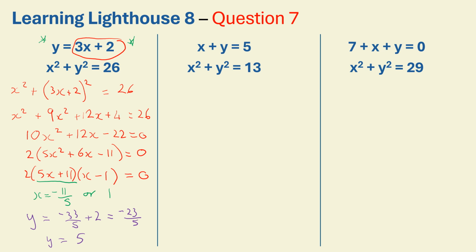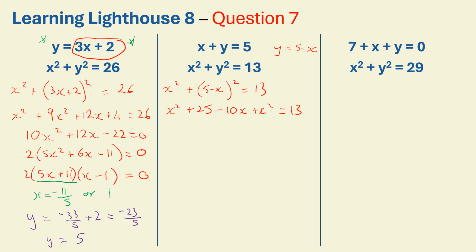Now this second one, we've got to do a little bit of rearranging to start with. So I'm going to say y equals 5 minus x. So now I'm going to substitute this in for y. So I've got x squared plus (5 minus x) all squared equals 13, and multiply out that bracket. So we've got 25 minus 10x plus x squared equals 13.